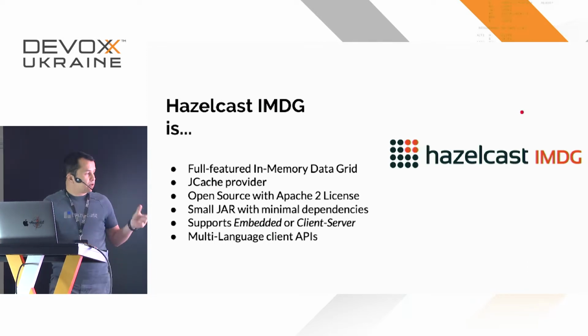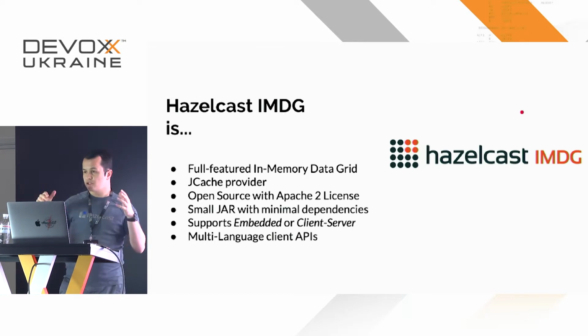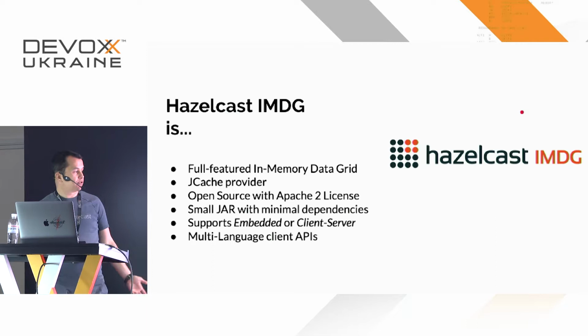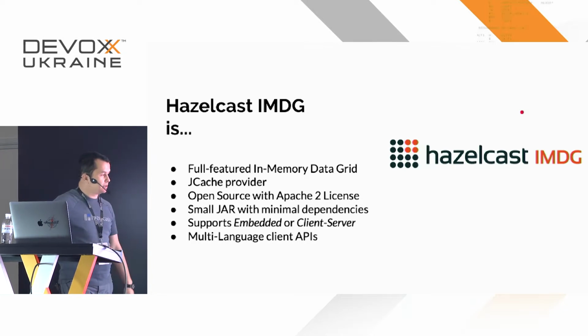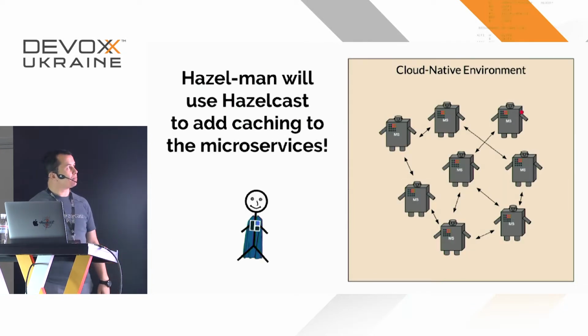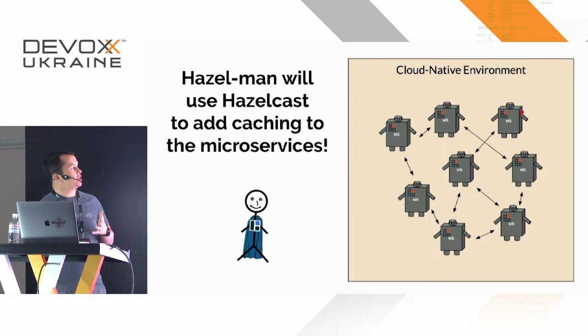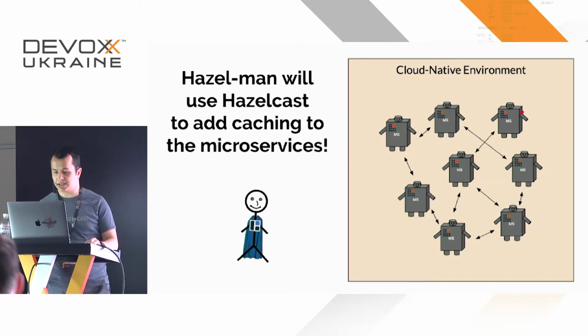It's also a small jar with minimal dependencies, so you don't need to install a huge server in your environment. It also supports embedded or client-server topologies, which I will mention in detail a few slides later, and it also provides multi-language client APIs. So Hazel-man will use Hazelcast to add caching to the microservices, right? He will just add Hazelcast.